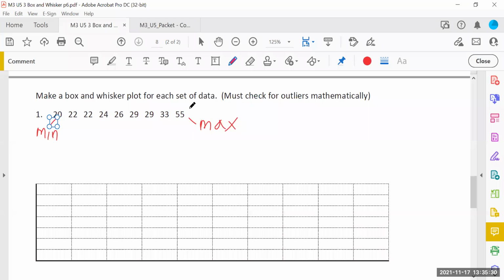9 numbers, it's odd. There's a middle. 1, 2, 3, 4, 5 right here. 1, 2, 3, 4, 5. That's my median.